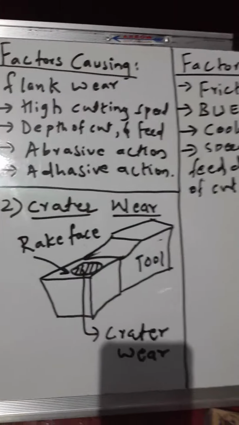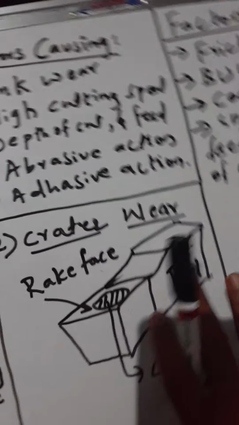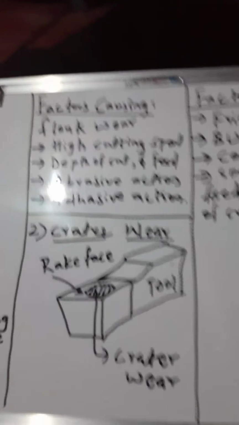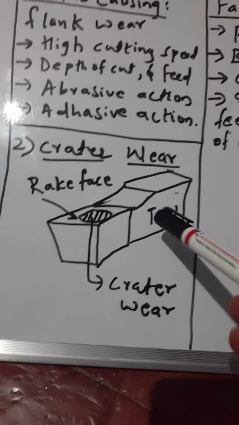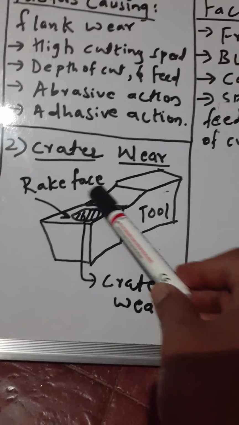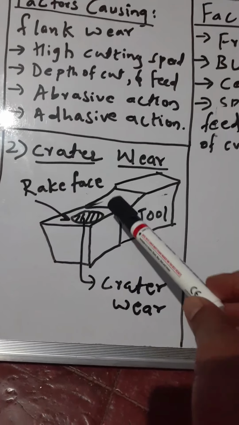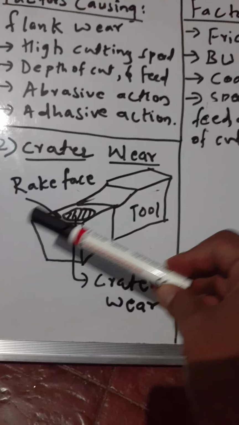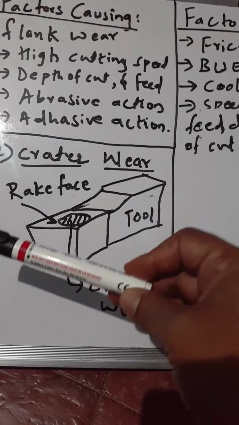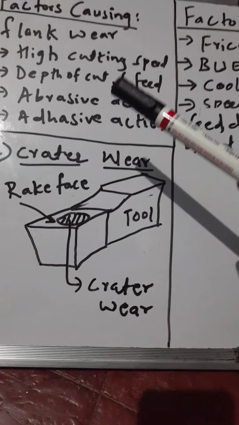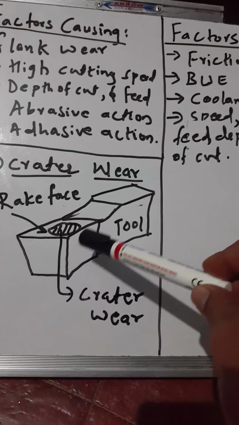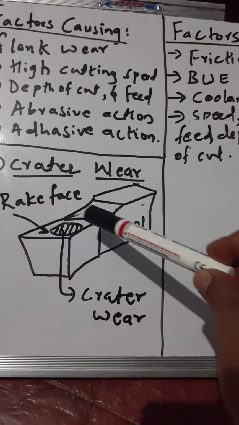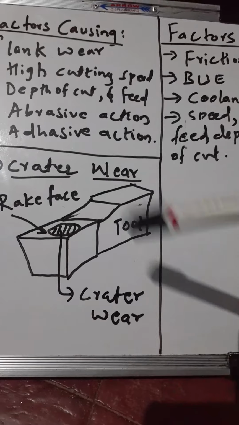Next let me discuss the crater wear. Now what is crater wear? Crater wear is the wear or loss of material which takes place on the rake face of the tool, that is, on the top face of the tool, over which the chip will flow. That face we call the rake face of the tool, and whatever loss of material takes place on that face, we call that wear crater wear.